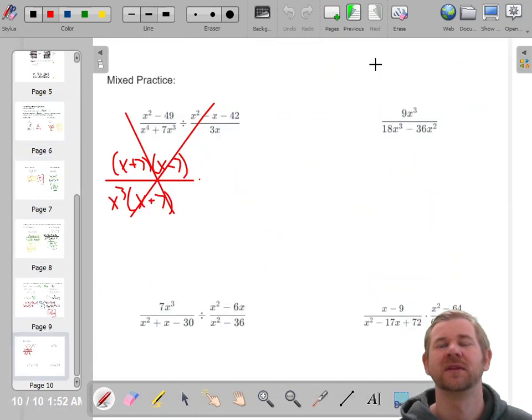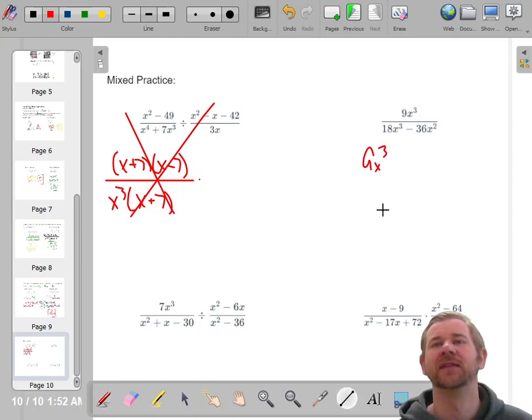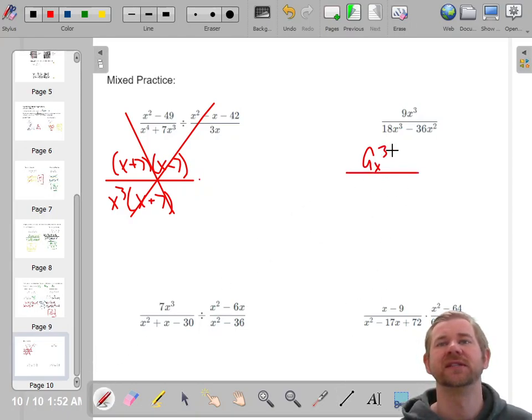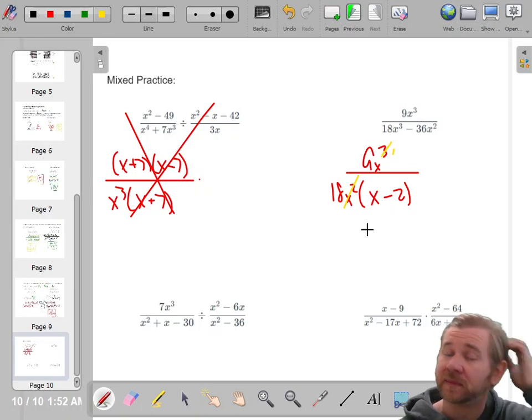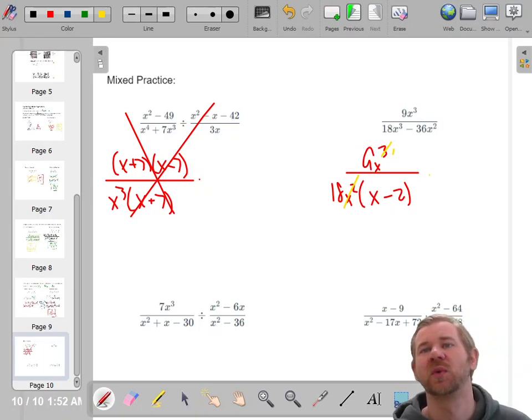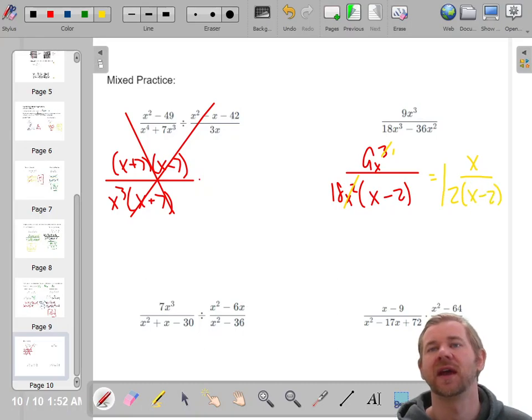9x cubed? No, it's close though. Okay, 9x cubed, I can't do anything. In the denominator, the GCF is 18x squared, and that would be x minus 2. So I can cancel out those x's, and now there's one of them in the top. And 9 over 18 is a fraction, that's 1/2. So this is 1x over 2 times x minus 2.